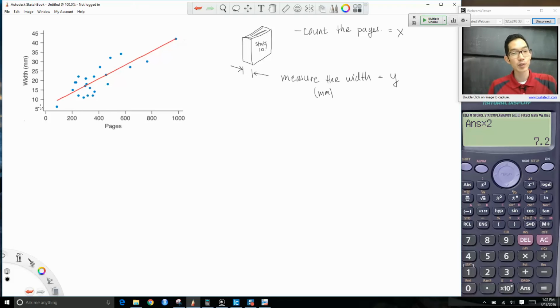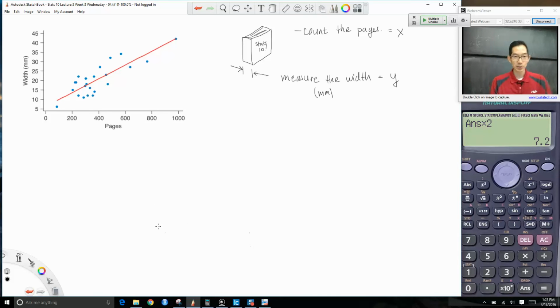So this is what we get. Overall, it looks to be a linear relationship. In general, books with more pages are thicker or have greater width. Books with very few pages generally have less width, and I think that matches our experience in life, unless we're talking about children's board books, which is a different thing. I don't think they're included in this analysis.